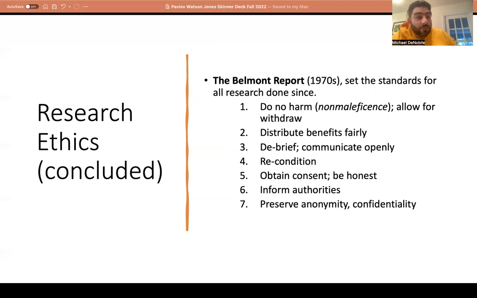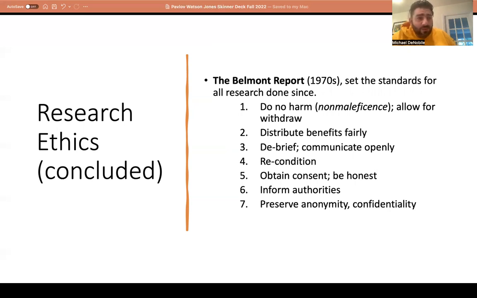Benefits need to be distributed fairly among participants. They need to be debriefed, and communication needs to be opened. If you're conditioning their behavior, they need to be reconditioned back. You need to obtain consent and be honest. You need to inform the authorities, and you need to preserve anonymity and confidentiality.